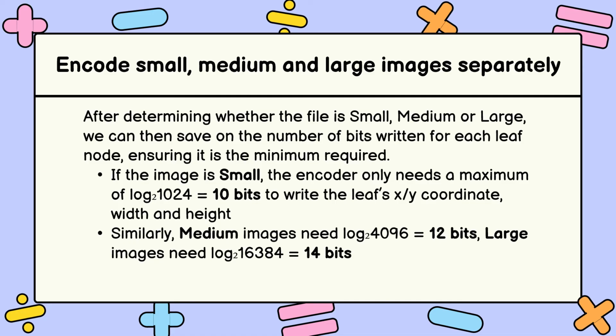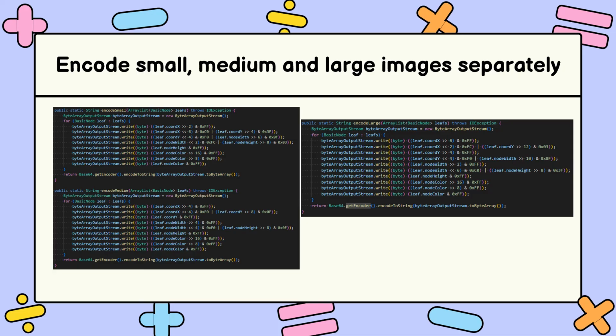If the image is small, the encoder only needs a maximum of log base 2 of 1024, which equals 10 bits, to write the leaf's XY coordinate, width, and height. Similarly, medium images need log base 2 of 4096, which equals 12 bits. Large images need log base 2 of 16384, which equals 14 bits. This is a short snippet of the different implementations of our encoding.